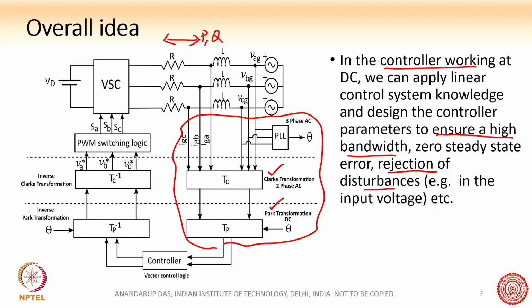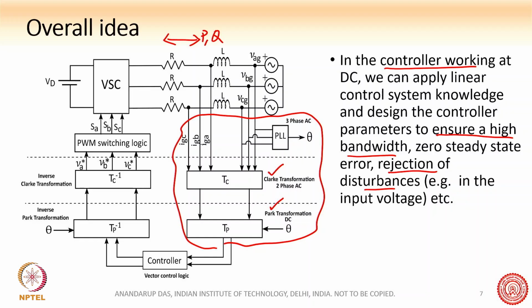Note that these transformations are only mathematical transformations using matrices. Okay, we have seen what the Clark transformation matrix and the Park transformation matrix are. With a modern DSP, like a Texas Instruments DSP or a microcontroller, this is just a mathematical operator and it can be done very fast, because microcontrollers nowadays have dedicated multiplication units and can do this operation very fast.